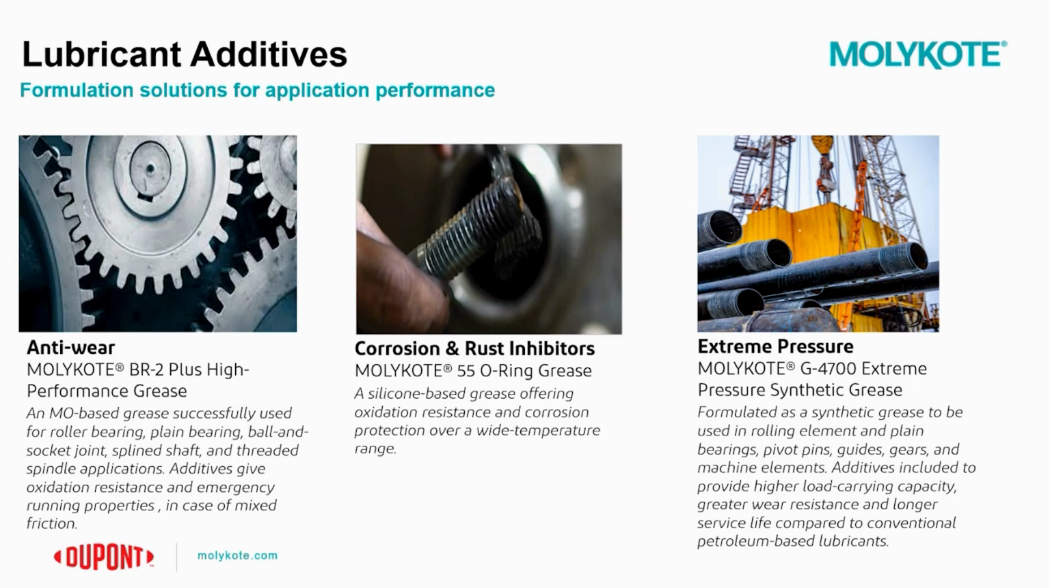application performances. So if you have an application requiring anti-wear additives, MOLYKOTE BR2 Plus high performance grease will incorporate anti-wear additives that lend the formulation great load carrying capabilities, extended lubricant operation life, emergency running-in properties, and great wear and rutting protection. So this particular grease would probably be best suited towards applications like rolling element bearings, bushings, and power screw drives. In contrast, if you have an application that requires corrosion and rust resistance, MOLYKOTE 55 O-ring grease is probably a good standard product to consider.